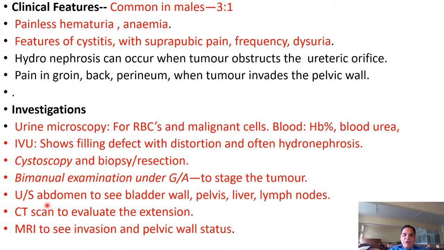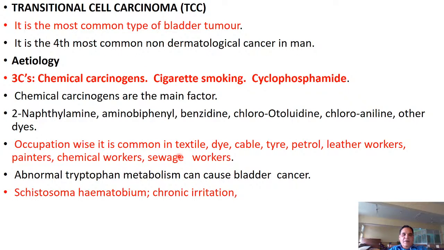But the commonest investigation for us is USG abdomen. This USG will clearly show us the carcinoma, wall and pelvis, and CT and MRI for evaluation of invasion and extension. So CT and MRI to see the prognostic value, USG for diagnosing, and bimanual palpation for a high level. But the investigation of choice is cystoscopy for carcinoma of the bladder.